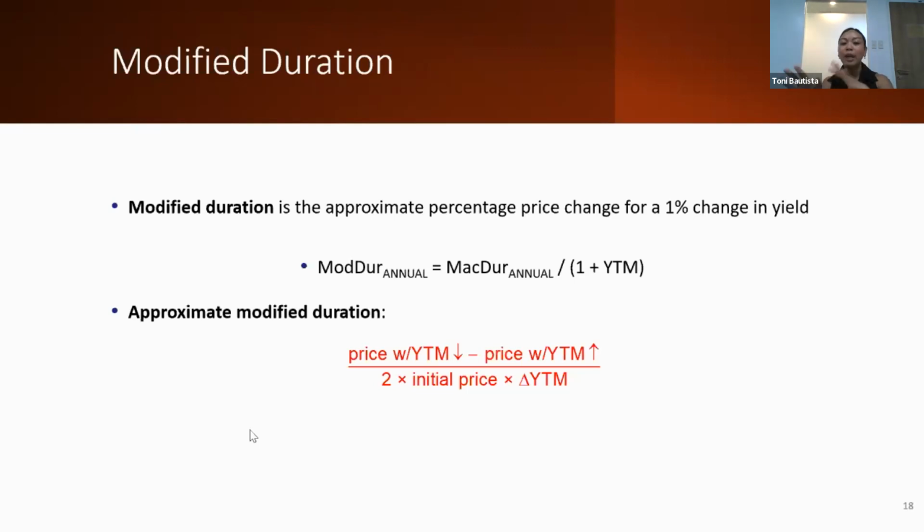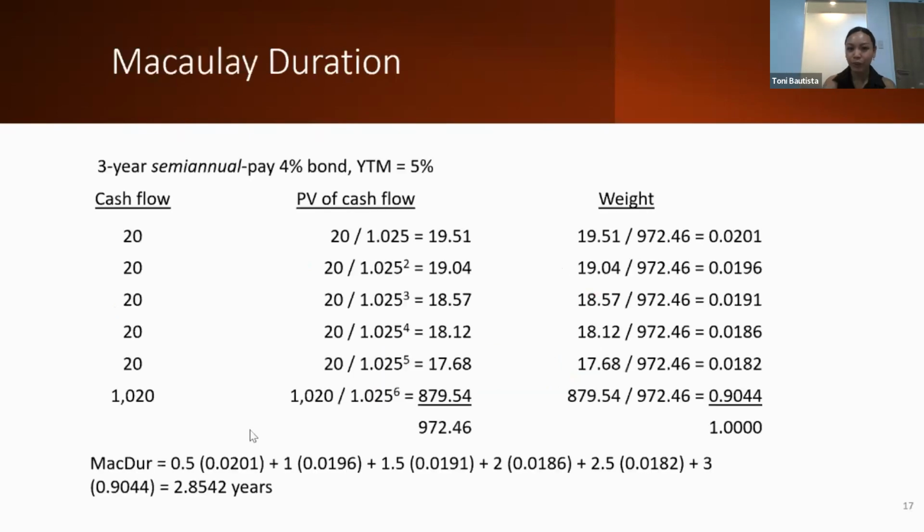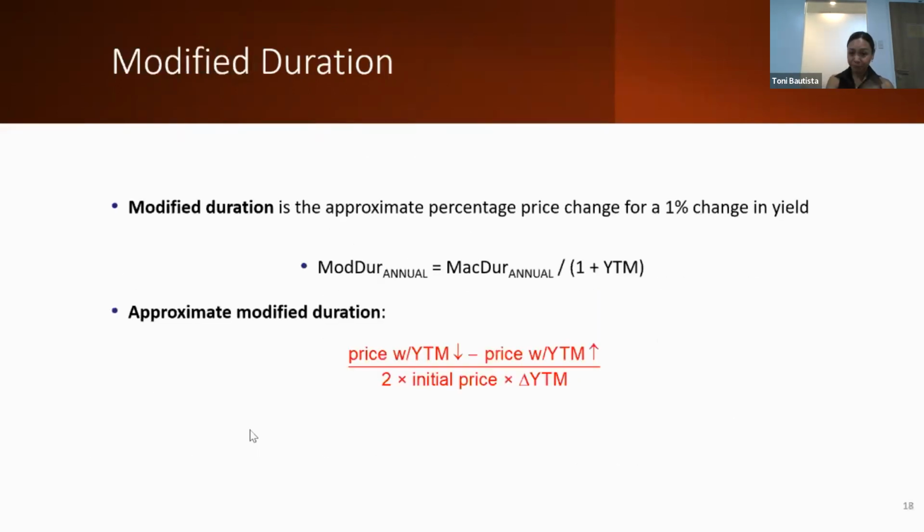Now, before I move on to the two other types of duration, take note that, thank God for Excel, there is a formula in Excel called MDUR, and it automatically computes for your Macaulay duration. So you don't need to go through this building up of the cash flows via the table. But for me, it's also nice to know how Excel calculates these figures anyway, right? So that is your modified duration.